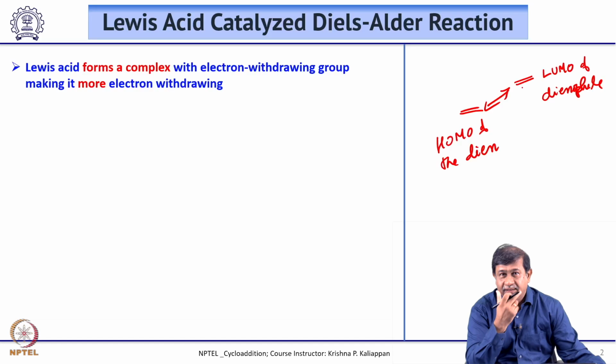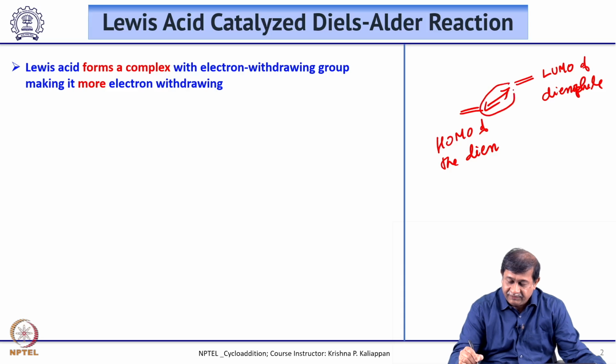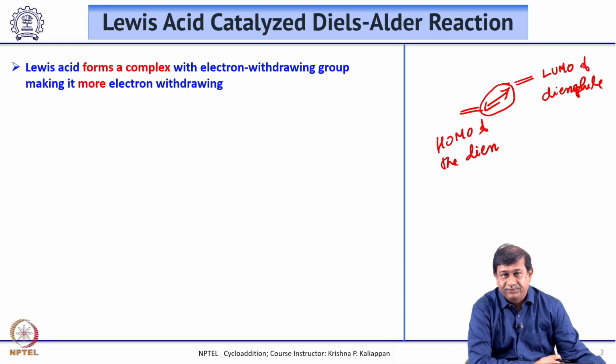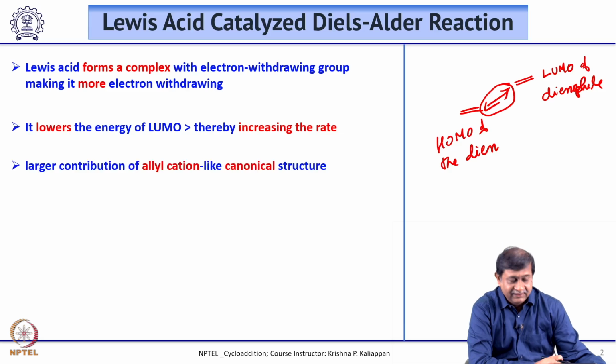Diels-Alder reaction. So normally, when we do a Diels-Alder reaction, we simply heat it in a solvent or in a sealed tube. Sometimes you have to heat it at very high temperature, but if you use Lewis acid, the Lewis acid can in fact bring down the energy gap between the LUMO of the dienophile and the HOMO of the diene. So when the energy gap decreases, automatically the reaction can be done at much lower temperature. It can be done at room temperature or even at -78 degrees.